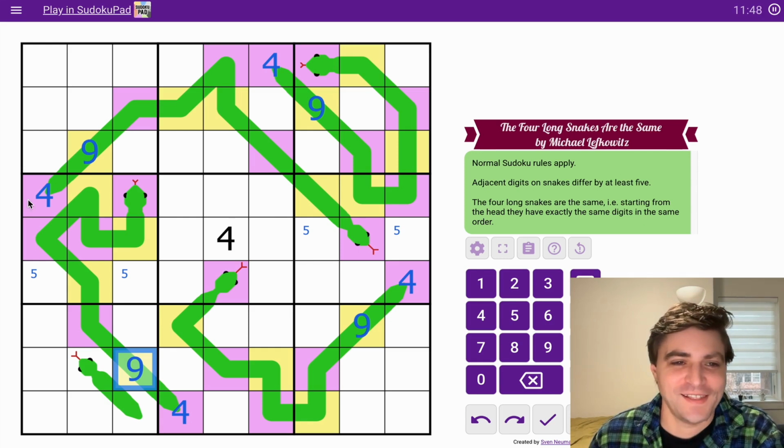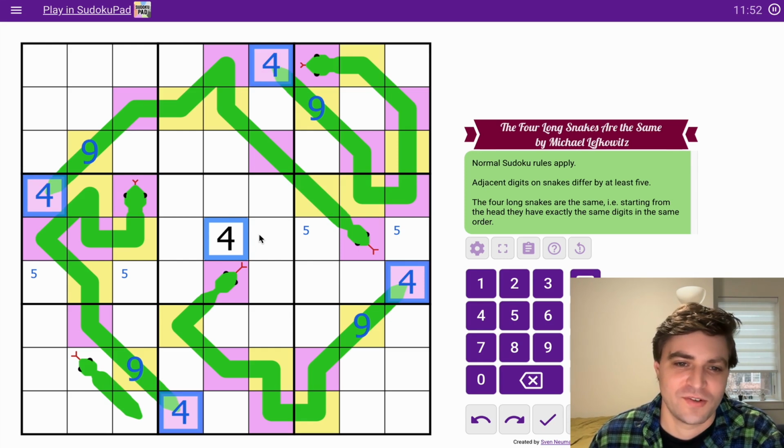That was interesting. I liked that. I liked the fact that the tails of the snakes just surround this internal 4, and that is what allows us to identify them. So the tail of the snake is definitely a 4.